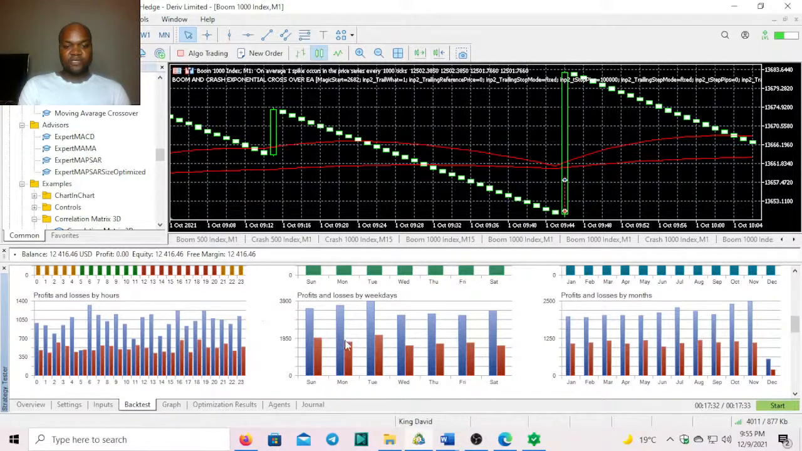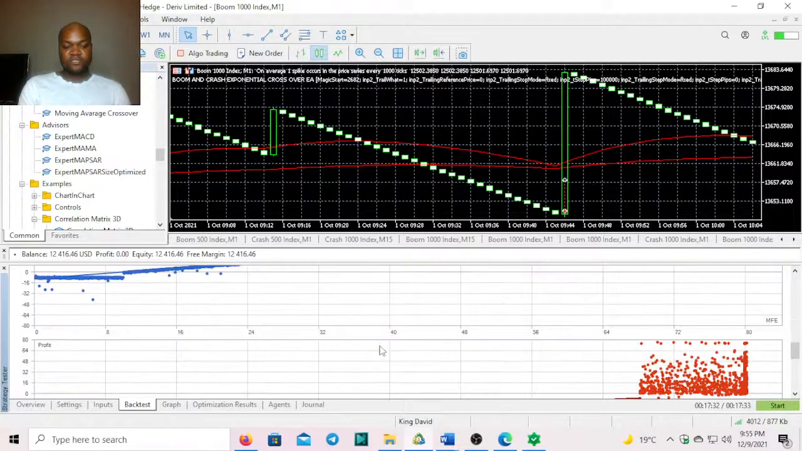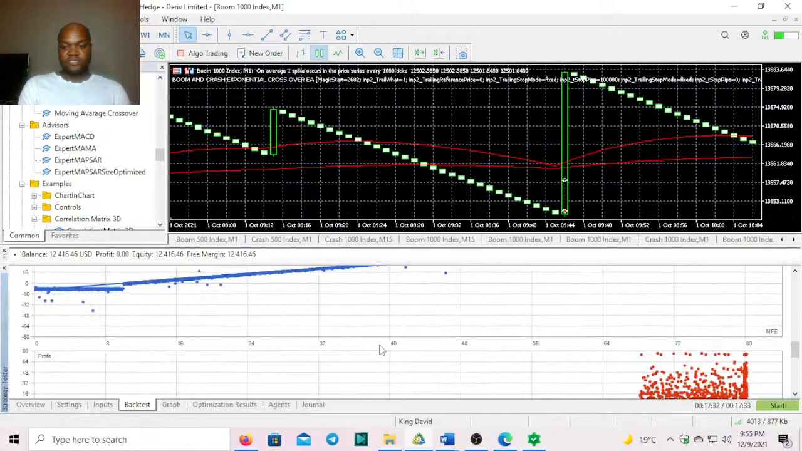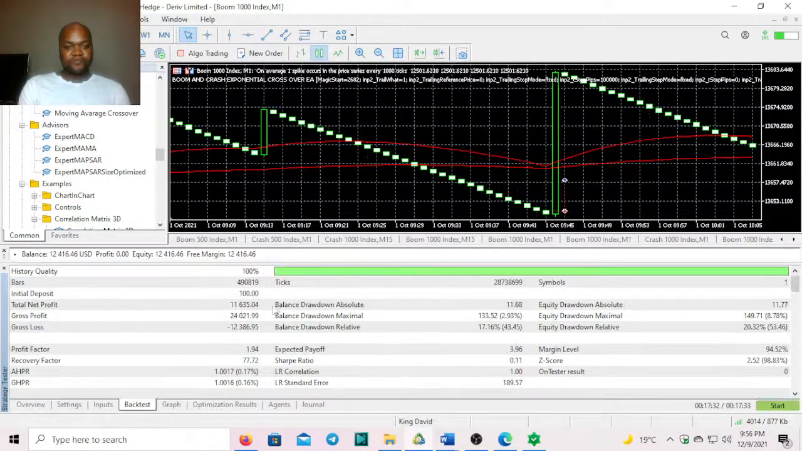Profit and loss by weekends. You can see that the blue lines are above the losses. It's a very good board. It's very, very good. So these are the results. With an initial deposit of 100, after a year you get something like 11,000 doing nothing, just being passive.